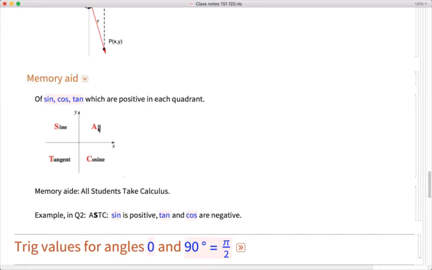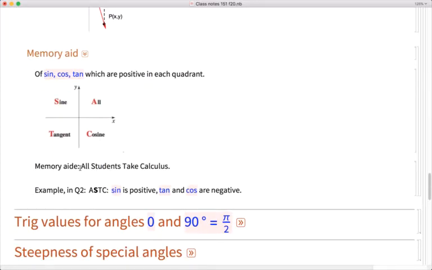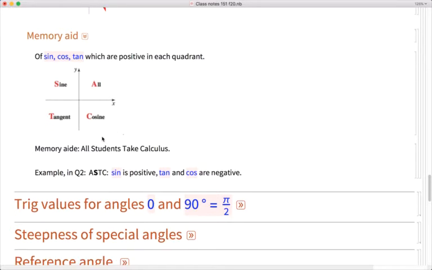Okay, so here's a little memory aid for what we just reviewed here. So this little diagram is telling us which functions are positive in each of the 4 quadrants. Which of the 3 functions are positive in each of the quadrants. So there's this little memory aid to remember this pattern. All students take calculus. I don't know if that's true or not, but that's the little mnemonic that we have.